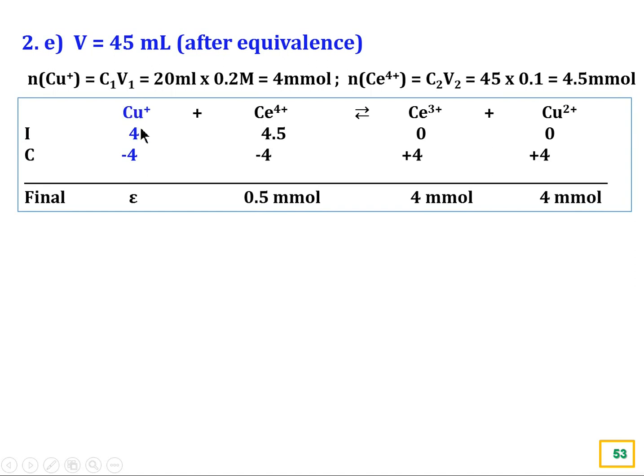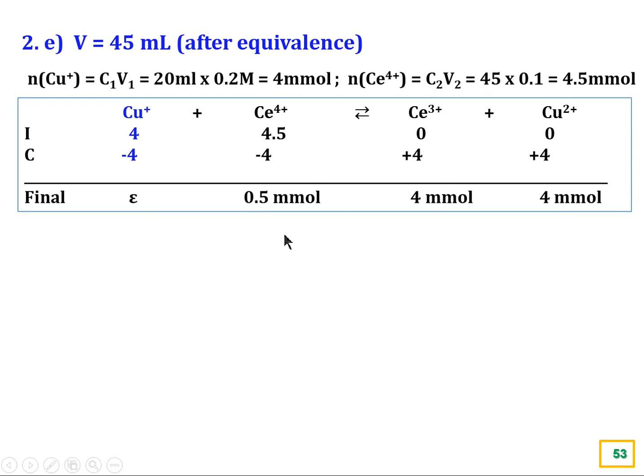In this case, after equivalence, Cu+ is limiting, and cerium 4+ is in excess. So practically, at t equal infinity, we have 4 minus epsilon of cerium 3+, 4 minus epsilon of Cu2+, and 0.5 plus epsilon of cerium 4+ and epsilon of Cu+. We can neglect epsilon with respect to 0.5, to 4, and to 4.